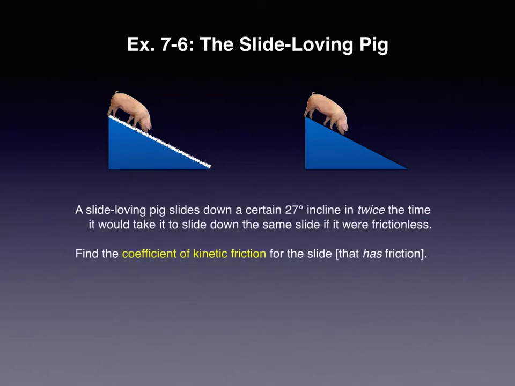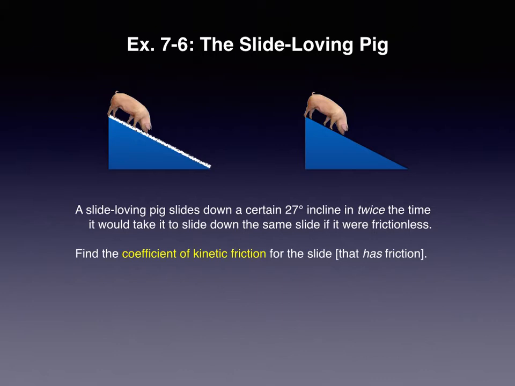Reading the question, it says the slide-loving pig slides down a certain 27-degree incline in twice the time it would take to slide down the same slide if it were frictionless. All right, so we want to find out the coefficient of kinetic friction for the slide that has friction.